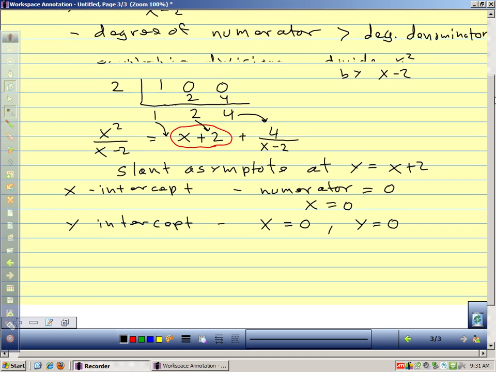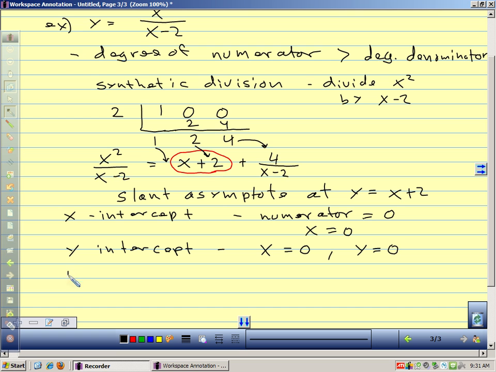Our vertical asymptote is where the denominator is 0. And the denominator is 0 at x equals 2. So we have a slant asymptote, we have a vertical asymptote, and we have our intercepts. So we can start graphing our function, then we'll calculate some additional points.